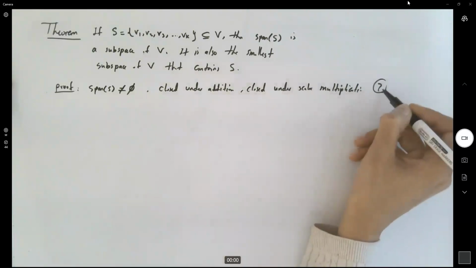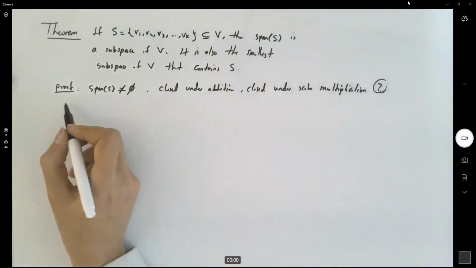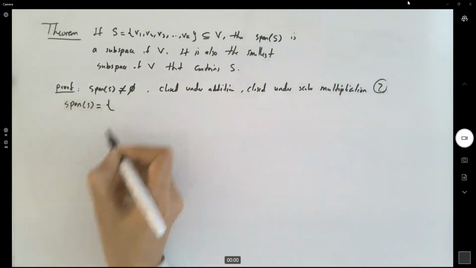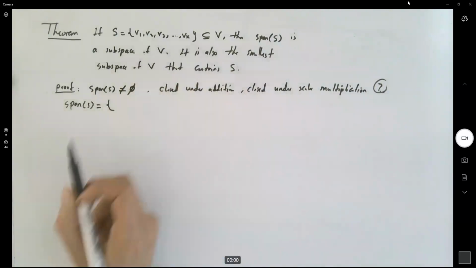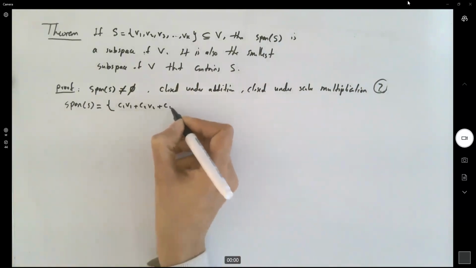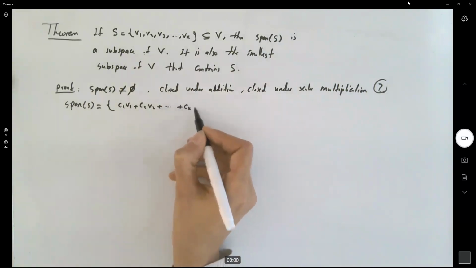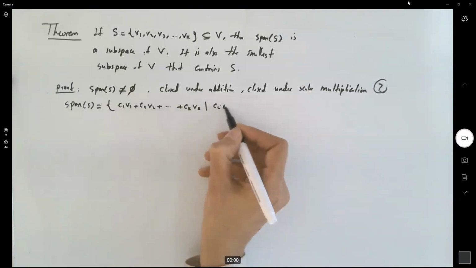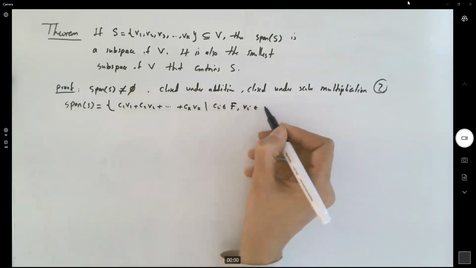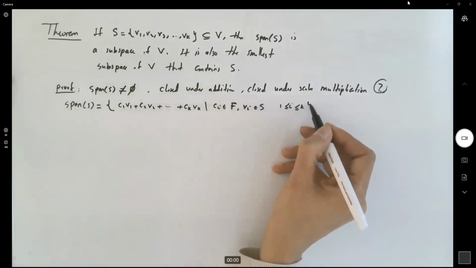So let's put a question mark here. These are the things that we're trying to prove. So first of all, remember that the span S is the collection of linear combinations of these vectors, c1 v1 + c2 v2 + c3 v3 + ... + ck vk, such that the ci are all scalars, and the vi belong to S, and i is bounded between 1 and k.